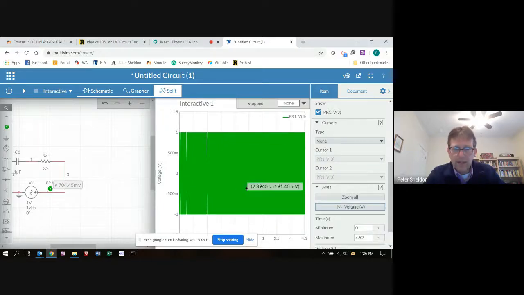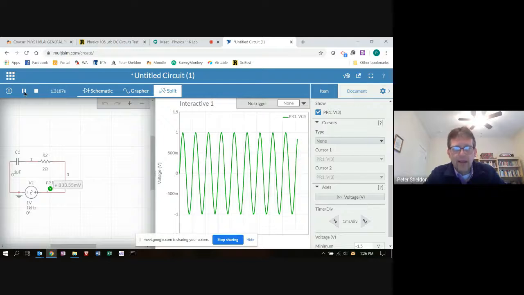You know, that looks weird, I know, but let me go ahead and run it again. There we go. Okay, there's my oscilloscope, right? It is just showing me the AC voltage from my power supply. I'm going to go ahead and stop that.